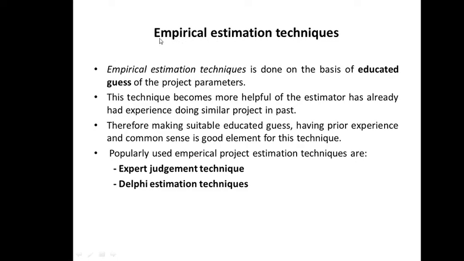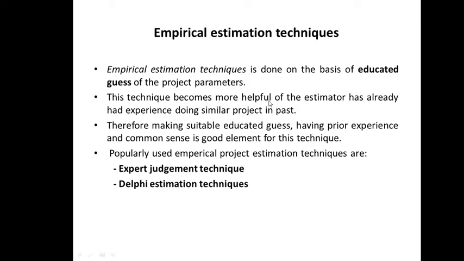To remember, empirical estimation techniques: E for empirical, E for educated guess. Just correlate it to recognize that educated guesswork is done in the empirical estimation technique. Now what do you mean by educated guess? Educated guess means a guess based on your knowledge and past experience. That means you have knowledge of that particular field of making an estimation, and based on your past experience with projects you have handled earlier, you are able to make a proper guess which is nearer to the accurate or exact estimation, right?